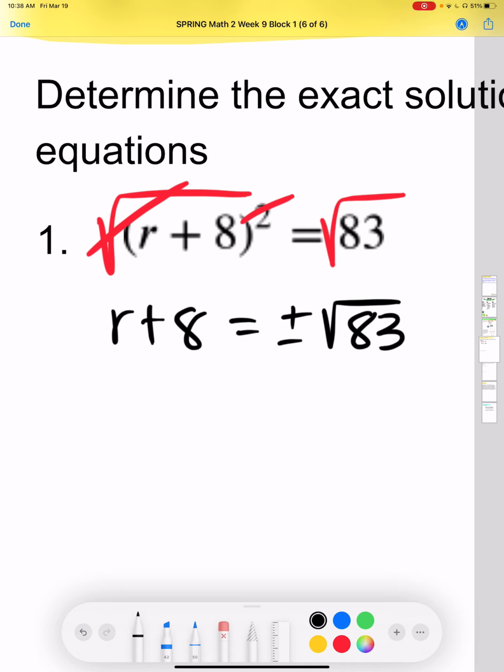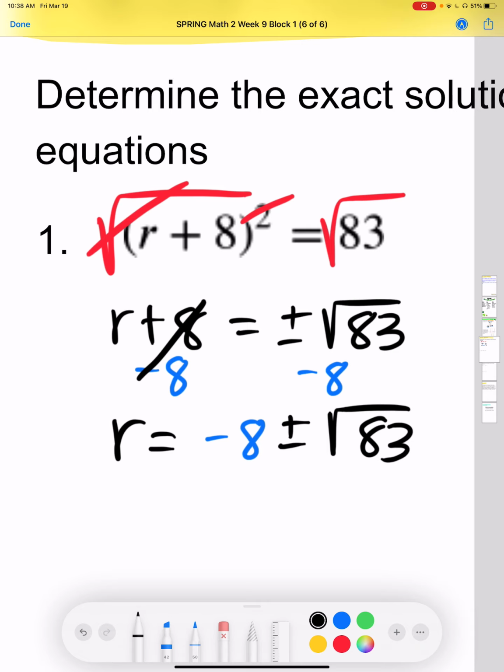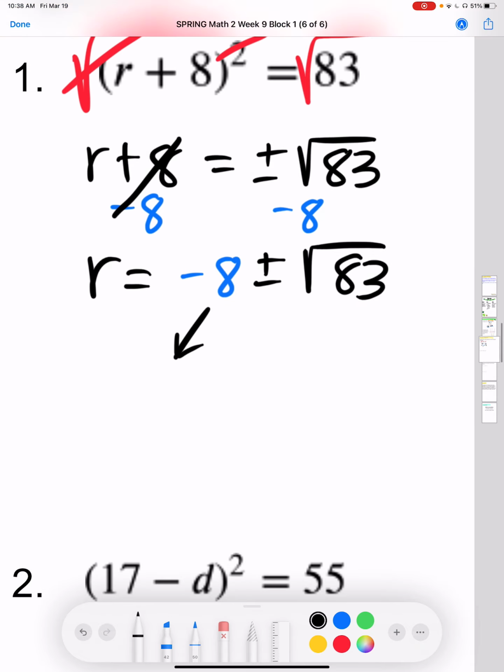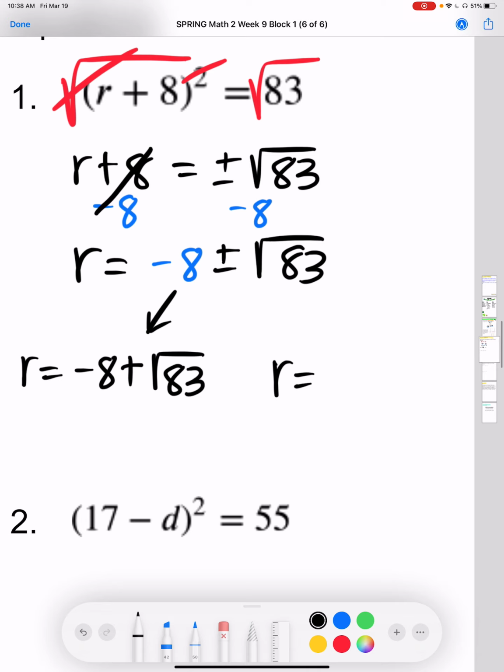So let's move that 8 over. Right now it's plus 8. We want to do minus 8 to both sides. I'm left with r equals, write that negative 8 first, negative 8 plus or minus the square root of 83. Remember that this yields two solutions. So one solution is r equals negative 8 plus the square root of 83. The other solution is r equals negative 8 minus the square root of 83. And these are your two solutions.